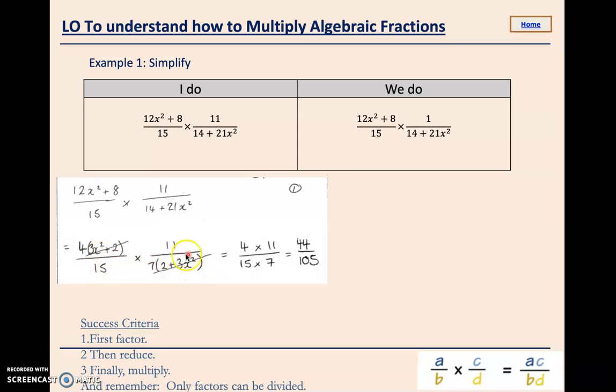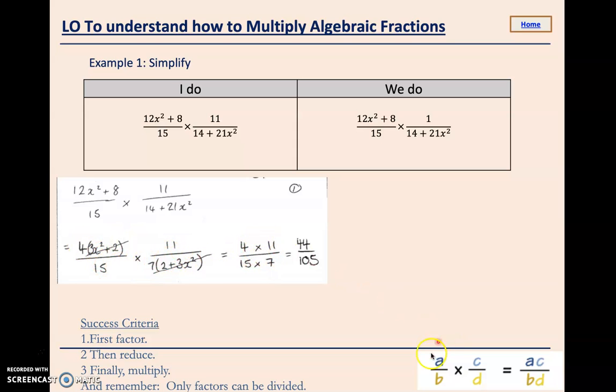So let's have a look at this term. We can take 7 out of this. So if we take 7 out of this here, we're left with 2. And if we take out a factor of 7 from this, we're left with 3x squared. So now we notice that our 3x squared plus 2 here and our 3x squared plus 2 here are both the same, even though they are written in different orders. So we can cancel both of those and we're left with 4 over 15 times 11 over 7.